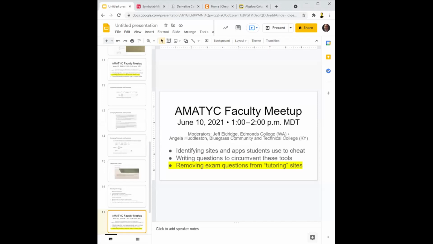Does anyone else randomize exam questions themselves? I know MyOpenMath and WAMAP have random, from a group of questions, right? They can kind of pull any one of those for a student.